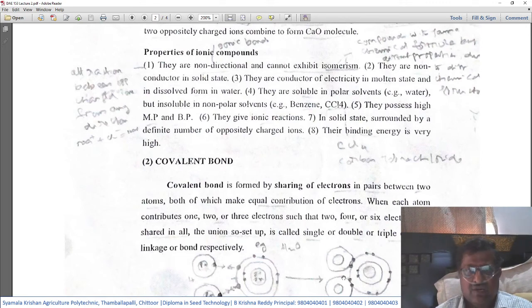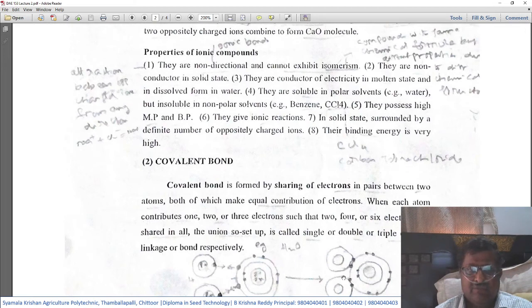A covalent bond is formed by sharing of electrons, that too in pairs, not alone, between two atoms, both of which make equal contribution of it. That is, the sharing atoms will contribute electrons in equal numbers, with each atom contributing one.